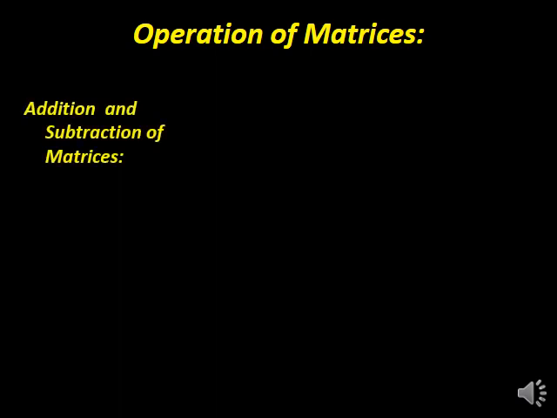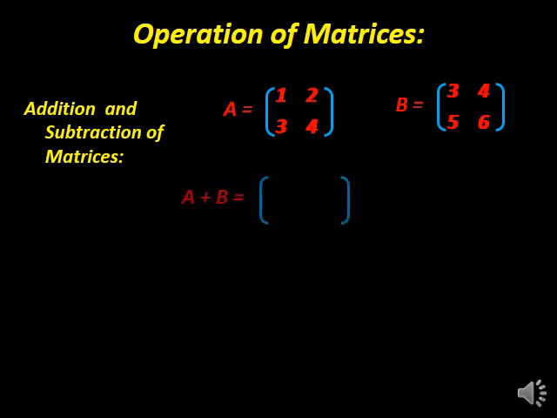For addition and subtraction of matrices, suppose we have two matrices A and B. Now, if we want to determine the sum of A and B, we simply add each element to the corresponding element. We cannot add two matrices if their dimensions are not identical. So here we have 2x2 matrix. This is also a 2x2 matrix. Then we can add these two matrices. So we simply add 1 plus 3, that is 4. 2 plus 4, that is 6. And so on. So the sum of these two matrices is this new matrix.